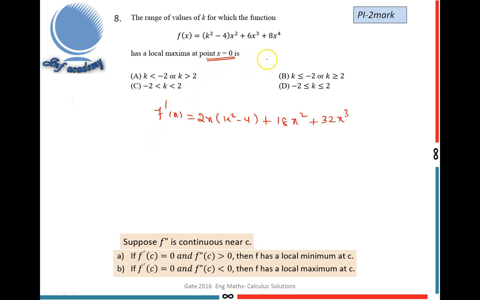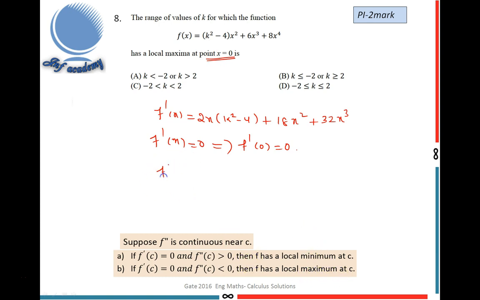Given that f of x has a local maxima at the point x equal to 0, x equal to 0 satisfies this equation. F dash of x equal to 0 gives the critical point. So given local maxima at x equal to 0, f dash of 0 equals 0. I substitute the 0 value, I got 0. Next, the second derivative test says f double dash of c less than 0, then only it has a local maximum.